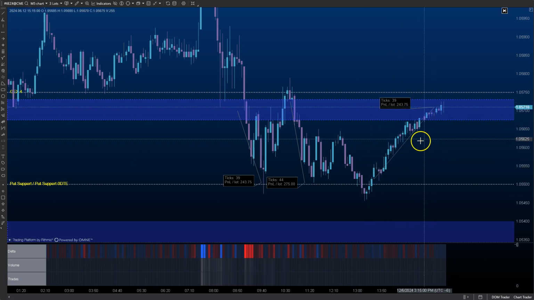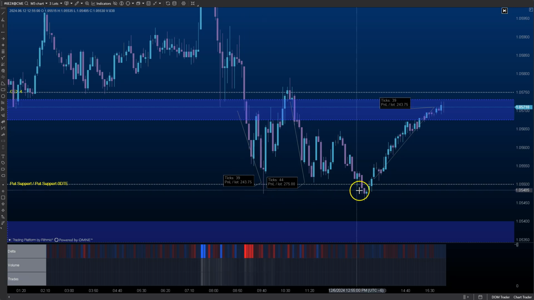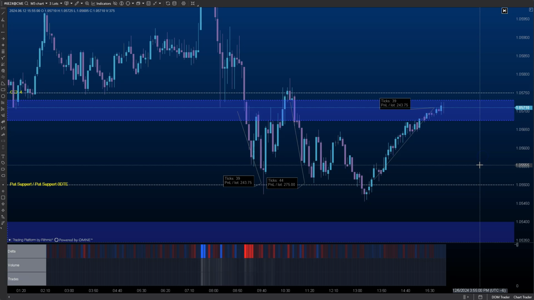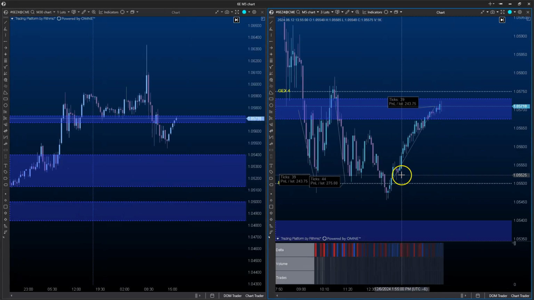So you can pick your own poison. What I'm trying to show is there were multiple times to make money in this deviation level between the GEX and volume, which is basically the auction: 39 ticks, 44 ticks, 39 ticks. And that's one single contract, and it's showing you the figure in dollars. So these are the ways, guys, that you can use this.